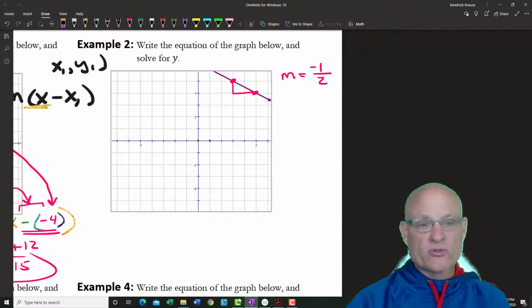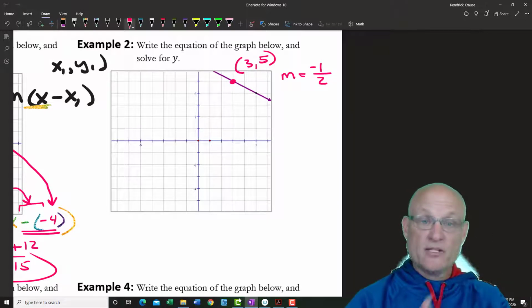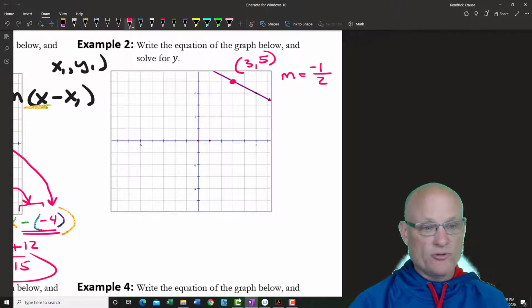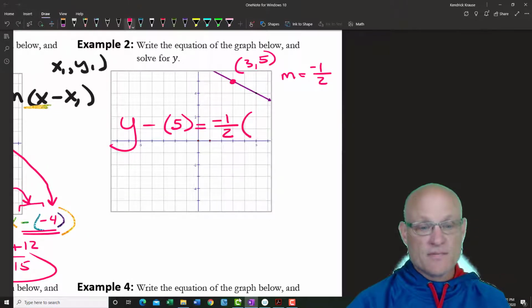It doesn't matter which one of these points I pick. Let's pick this one. That's the point 1, 2, 3, 5. Looks like it's (3, 5). Okay, so we got our point and we got our slope. So now we're going to use our equation. y minus the y value equals the slope, negative 1/2, times x minus the x value, 3.